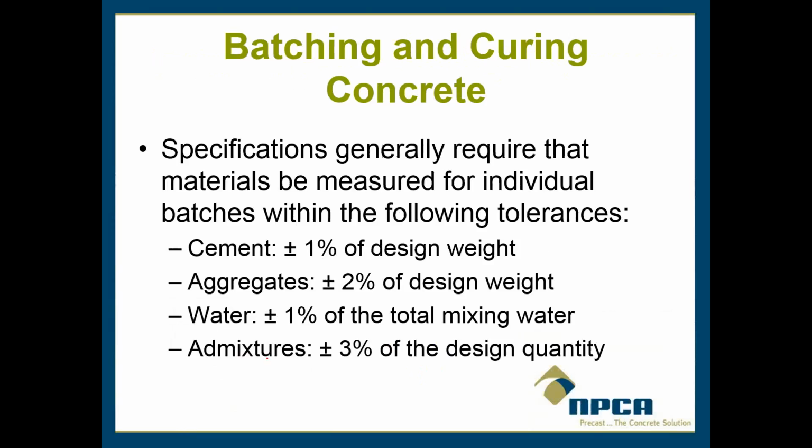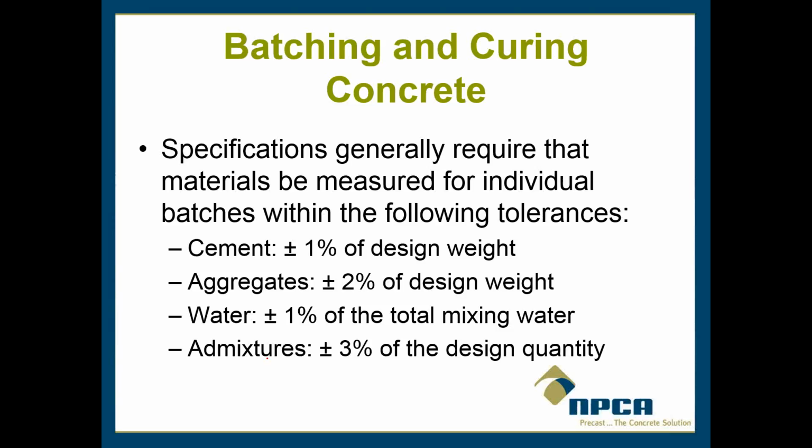Okay, so according to our QC manual, whatever your concrete mix is, you're going to have different specifications. So if your mix calls for 100 pounds of cement, it needs to be within plus or minus 1% of that design weight. You can have 1 pound less or 1 pound more, so 99 pounds or 101 pounds, and you'll still be good to go. If you're at 102 pounds, that's no good.